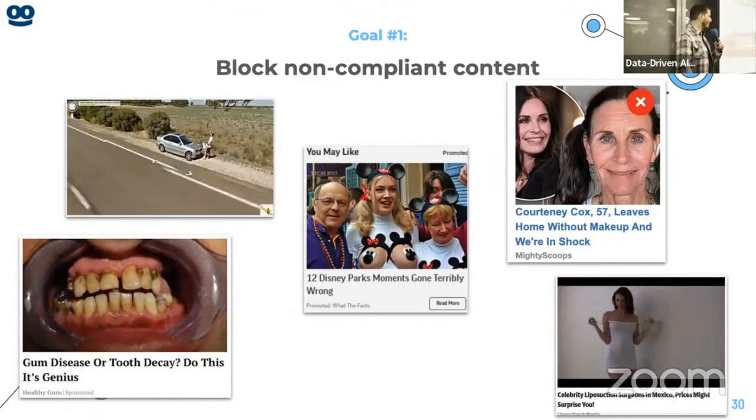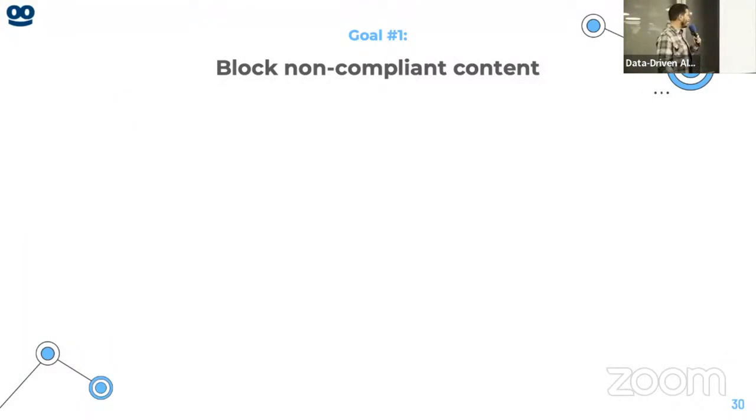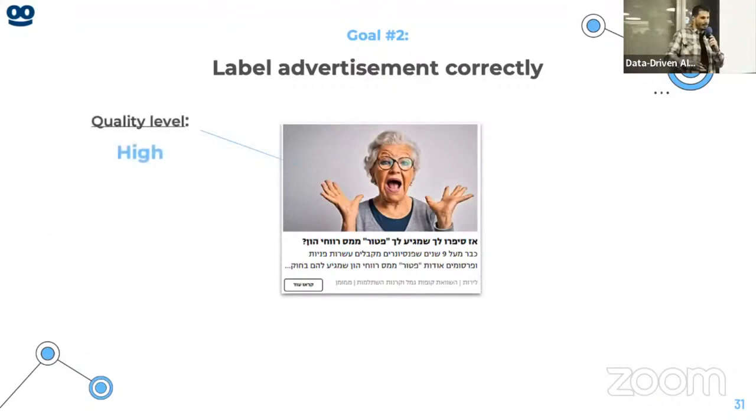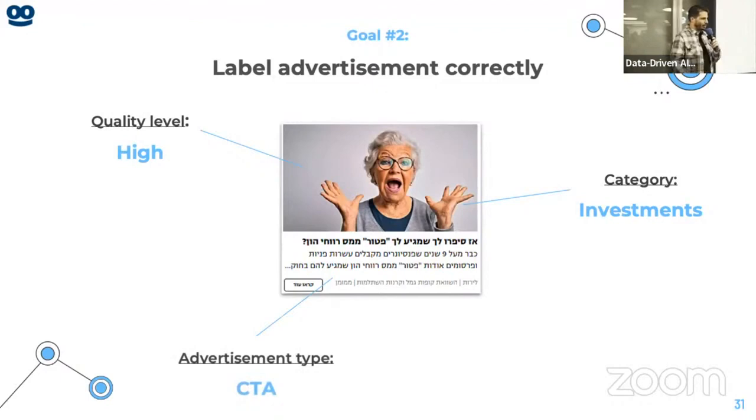Goal number two is to label the ads correctly. We can see a specific item, and this item can be from different categories, different quality levels, and also different types of advertisement, like call to action, or just branding. The goal here is to correctly label them because we want to allow the publishers to block certain categories. For example, let's say you are the Disney.com publisher. You might not want alcohol advertisement on your website, right? Because you have kids. So this way the category is important.